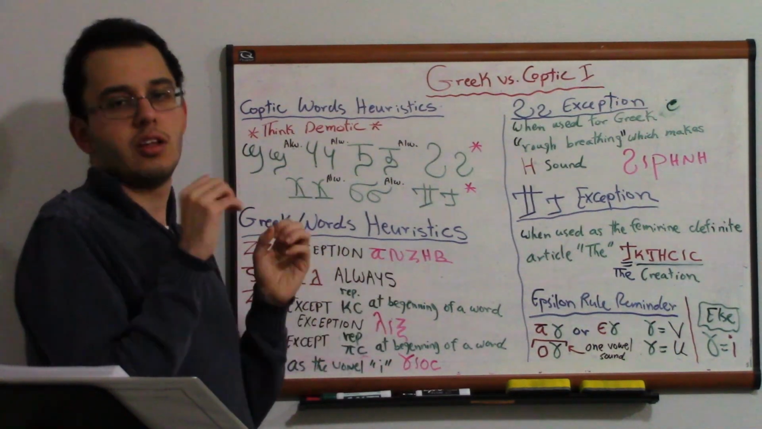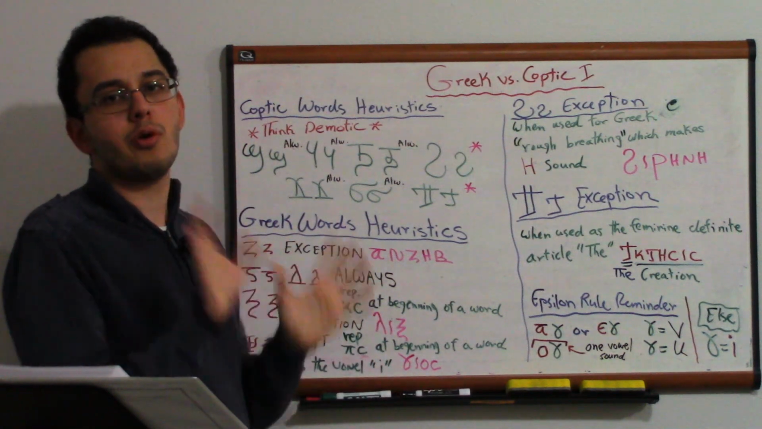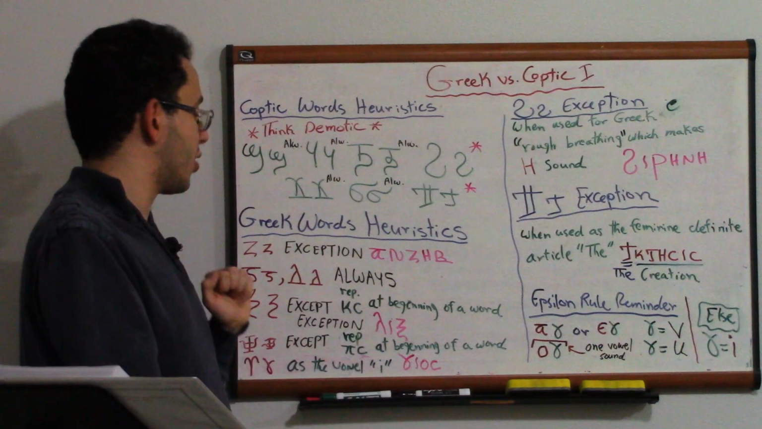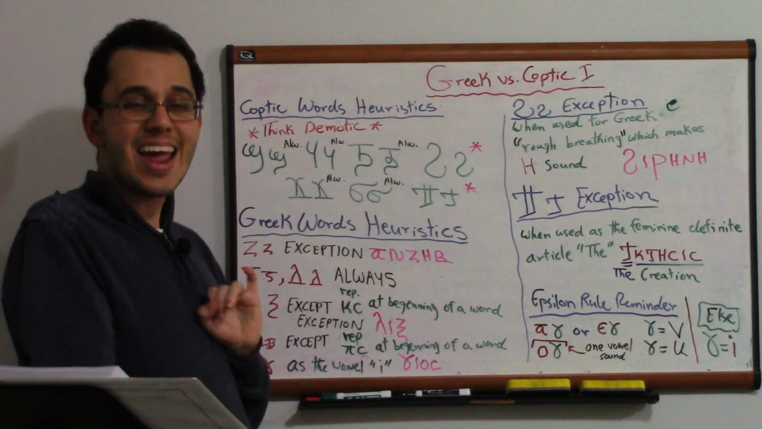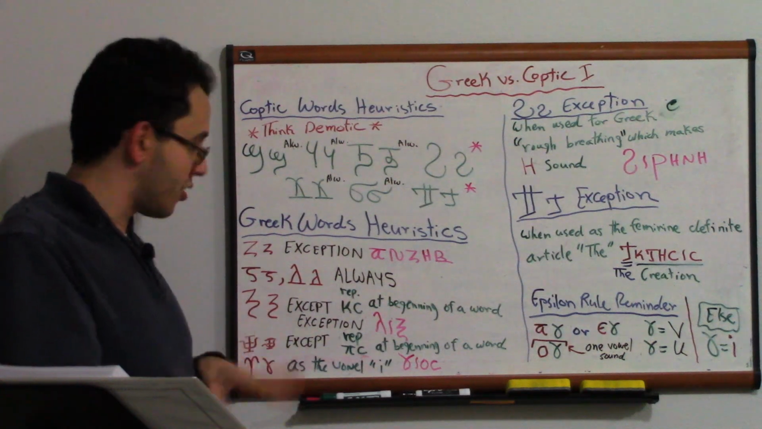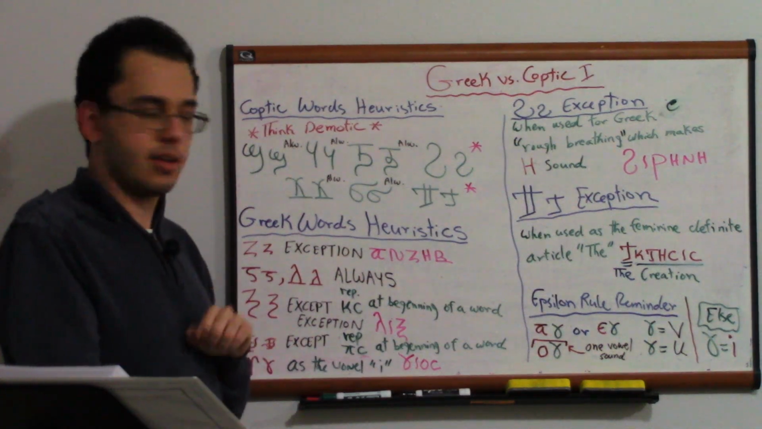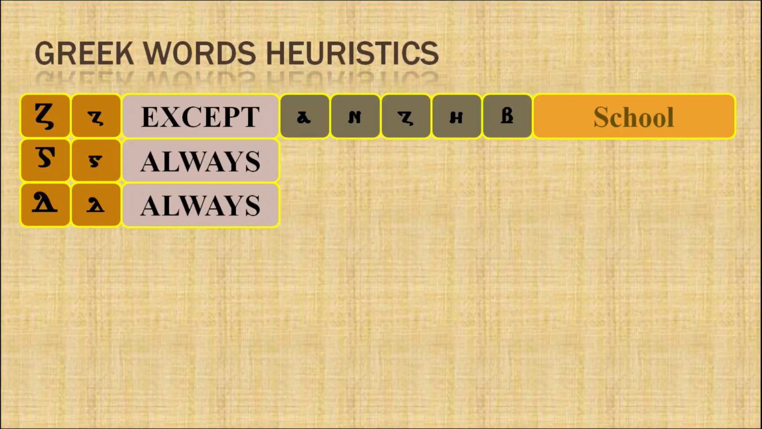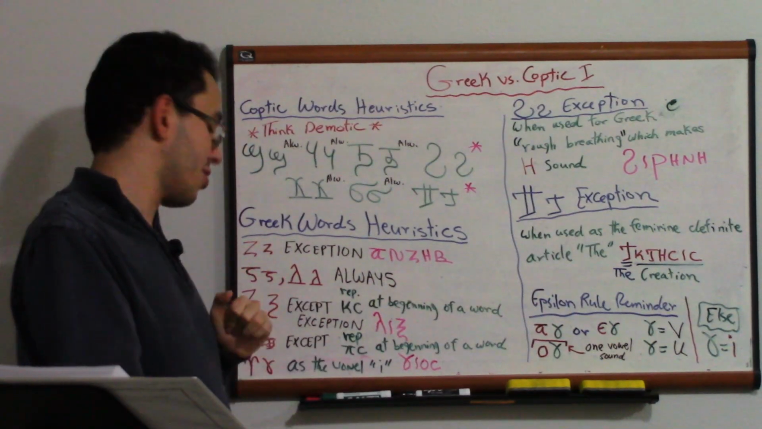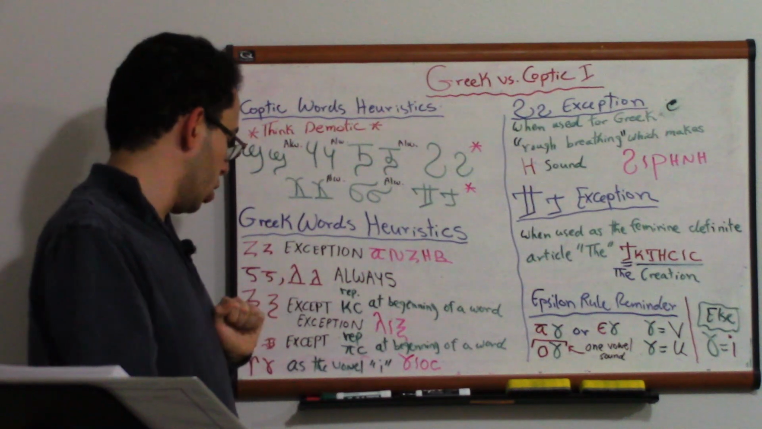So to our knowledge, based on all the books and how everyone teaches Coptic, anzib is the only exception to the zeta rule, where anzib is actually a Coptic word. Every other single word in existence that has a zeta, as far as I'm concerned, would always be Greek. Now, gamma and delta, there is no exception. If you ever see a gamma or a delta in a word, you're guaranteed it's a Greek word, not Coptic. So, zeta, with the exception of anzib, gamma and delta, always.